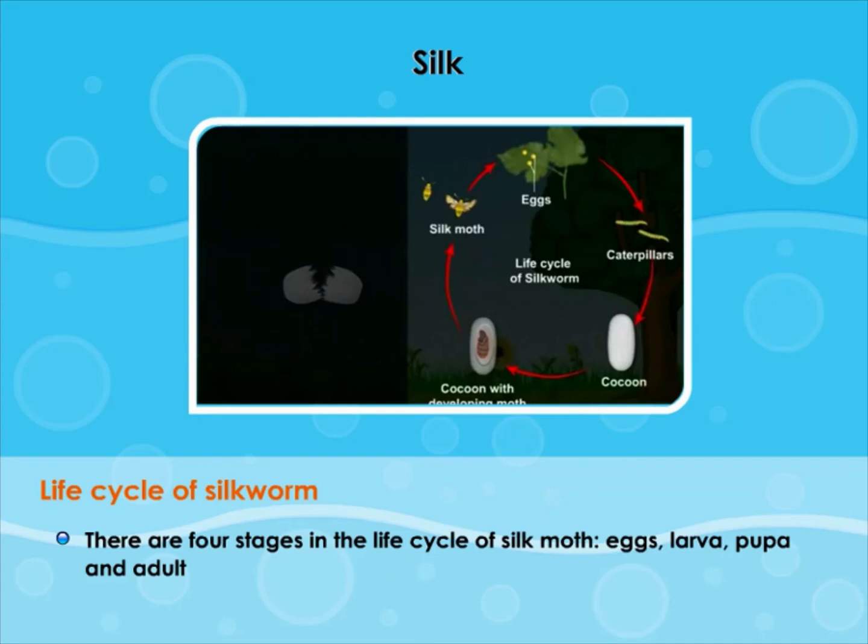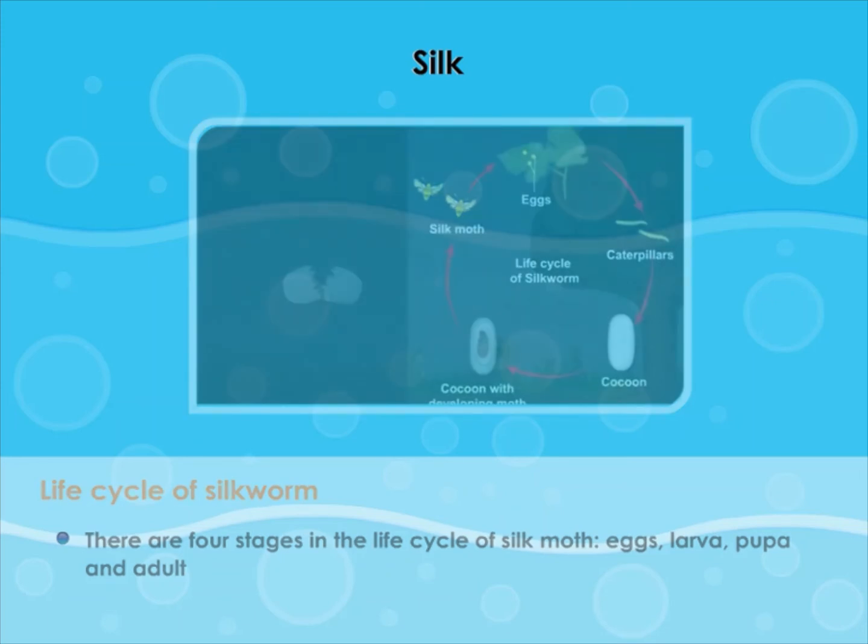The development of the silkworm takes place inside the cocoon. After some time, the pupa enters the adult stage and emerges out of the cocoon as a moth. The entire process continues, and hence it is referred to as the life cycle of the silkworm.